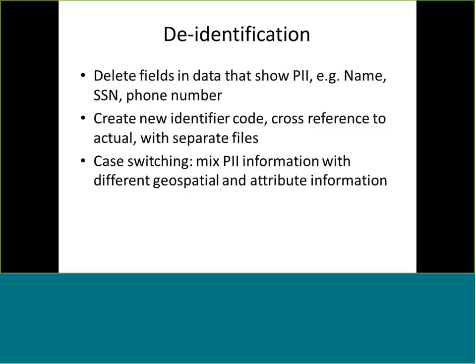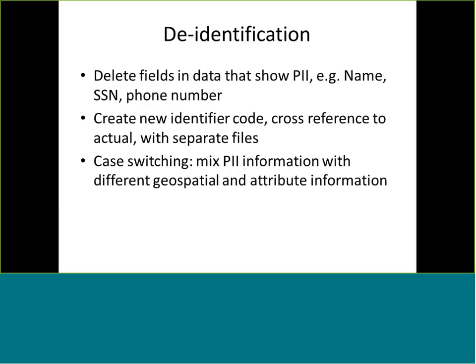In de-identification, which is often a method used in surveys, we delete the fields in the data that show the publicly identifying information. So, for example, names, social security numbers, phone numbers, anything that can identify an individual, we either create a new identifier code or an index which can then be cross-referenced with the actual data that's kept separately, or we can just delete it altogether and make the data anonymous. Obviously, the cross-reference file, which holds the new identifier codes and their cross-references to the PII, needs to be kept secure. So it's not something that would be distributed with the data. It will be kept secure by the data provider.